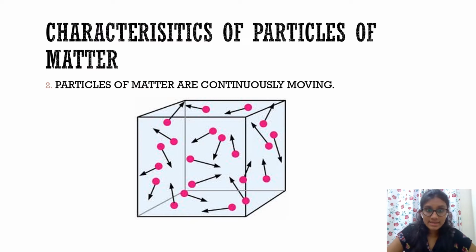Second characteristic, the particles of matter are continuously moving. This implies that the particles possess kinetic energy. Therefore, this theory is considered to be the kinetic theory too. Another fact to note here is that as the temperature increases, these particles tend to move faster. Therefore, kinetic energy is directly proportional to temperature.